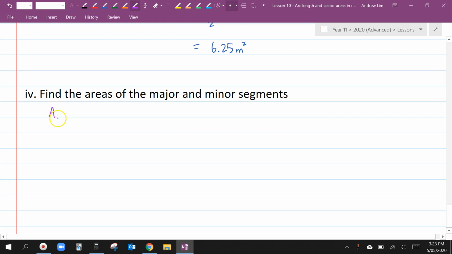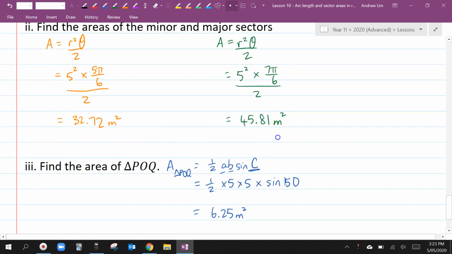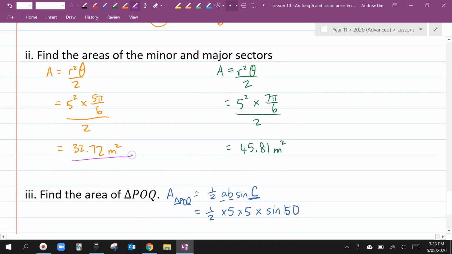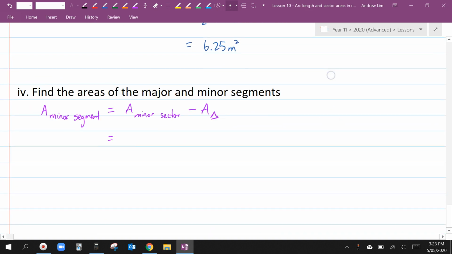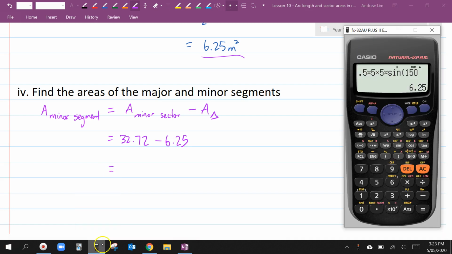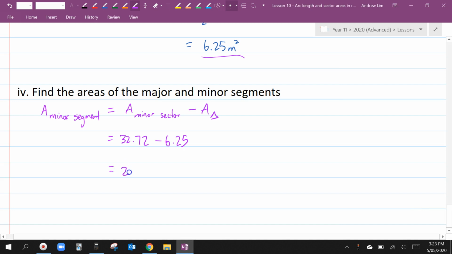So area of the minor segment is equal to the area of the minor sector minus the area of the triangle. The area of the minor sector is here, 32.72. And we're going to subtract the area of the triangle, which is the 6.25. So 32.72 minus the 6.25 is 26.47 square meters, and that's to 2 dp.